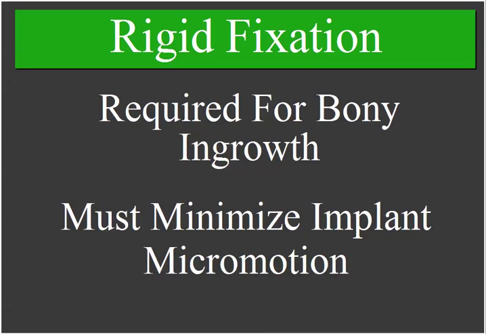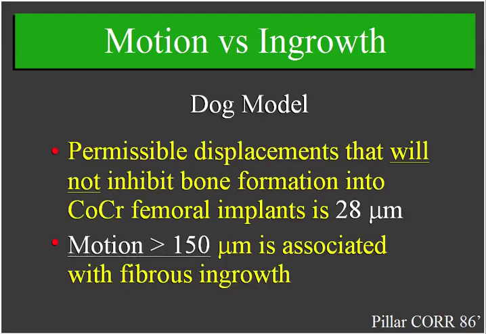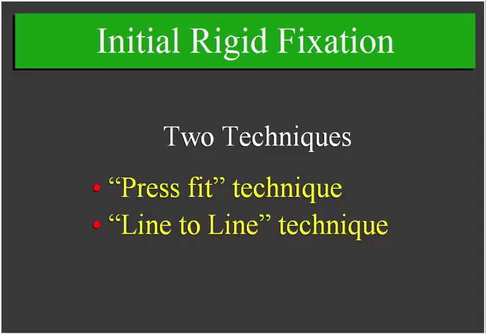Also, if you want a porous coated implant to work, you've got to have implant micromotion that is just still. You can't have a moving target for the bone to grow in. Permissible displacements in a dog study showed that you had to keep the implant motion less than 28 microns for you to get good ingrowth all the way around. If you had motion greater than 150 microns, that was associated with fibrous ingrowth. That's why we put patients on crutches. That's why we try not to put patients full weight bearing right away, because you get a little bit of bending moments in that femur, you get some micromotion, the bone won't grow in.